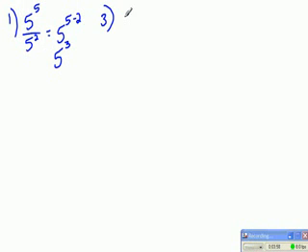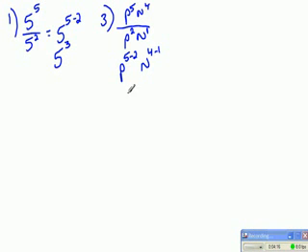Number 3. We have p to the 5th, n to the 4th, over p squared n. And you may want to write a 1 there to remind yourself. These match and those match, so it's basically two little problems. So p to the 5 minus 2 and n to the 4 minus 1, which is just p to the 3rd, n to the 3rd.